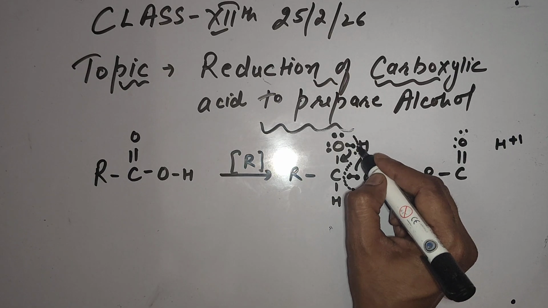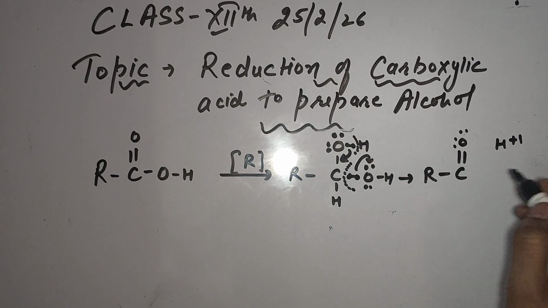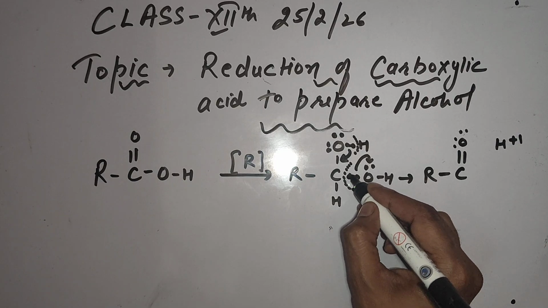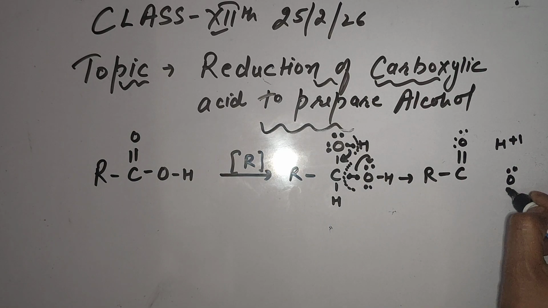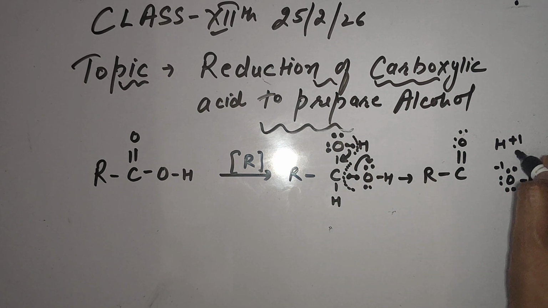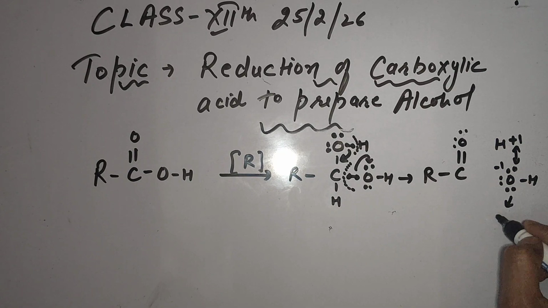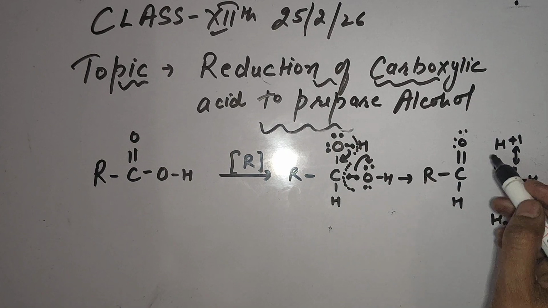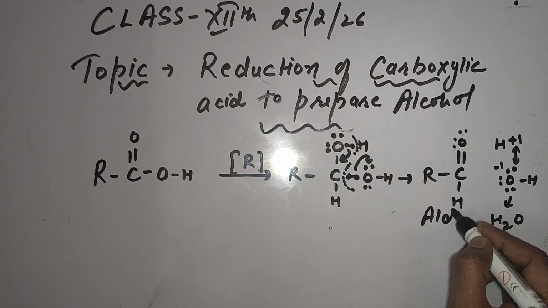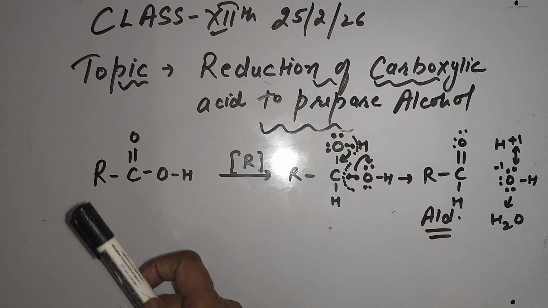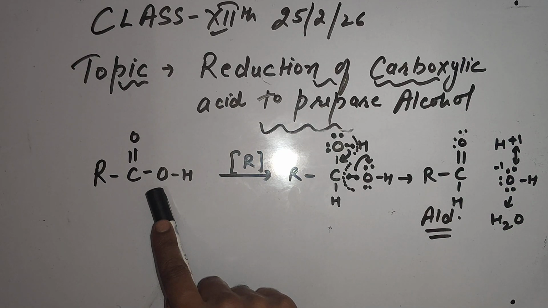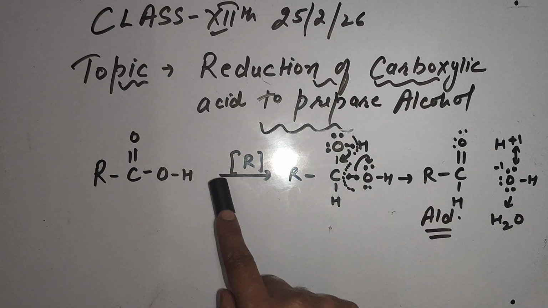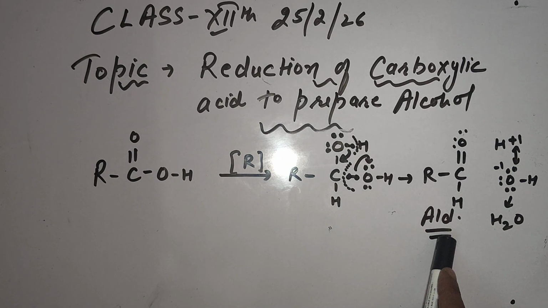This was the electron of hydrogen, which is now with carbon. And from here, because oxygen got one extra electron of carbon, so already it was carrying two lone pairs, now it will have three lone pairs with a negative charge. H positive, OH negative will combine to generate H2O, and this hydrogen will remain as it is. So please check what is generated. Aldehyde is generated. Means carboxylic acid on a first reduction will give you aldehyde.